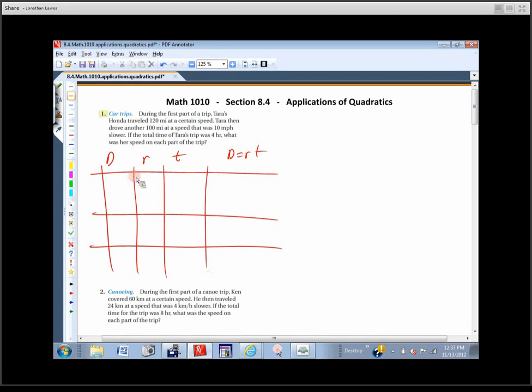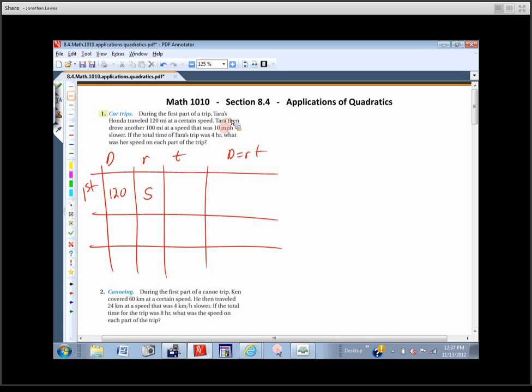So on the first part, she traveled 120 miles. That was her distance, at a certain speed. Do we know what that speed was? We don't. So what do you want to use to represent it? We could use X, which is a little bit of a generic variable. We could use H for Honda. How about we use S for speed? Okay, that's her speed. I do lack creativity.